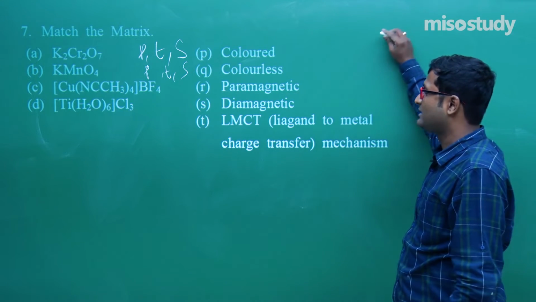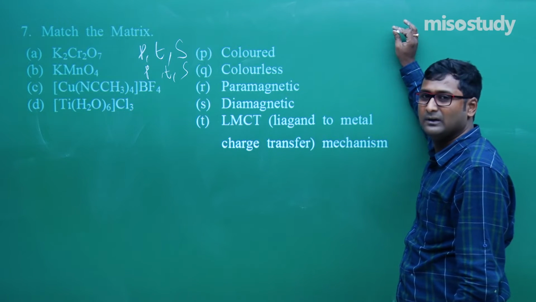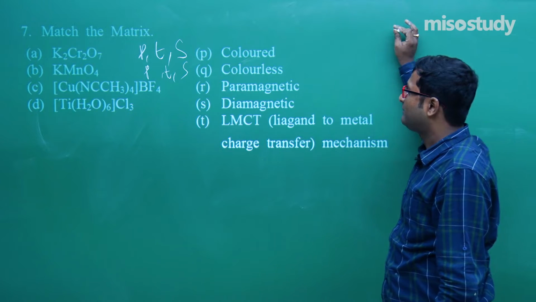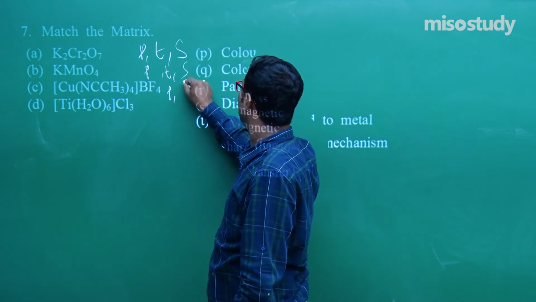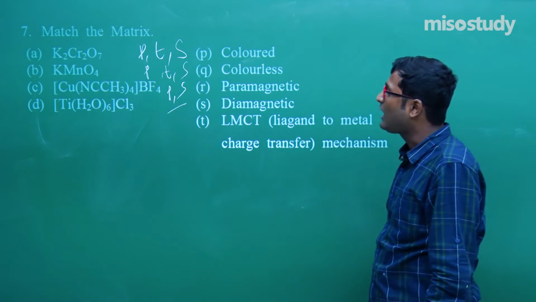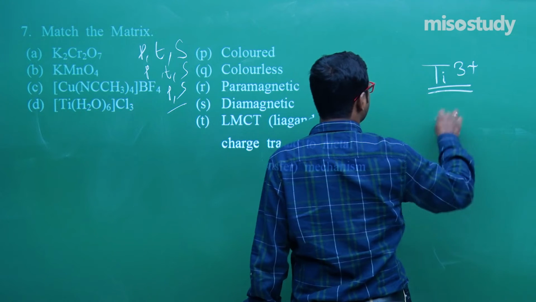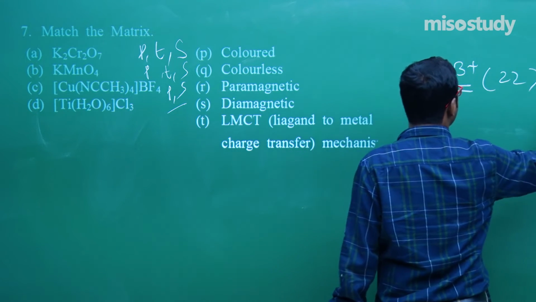Now I am leaving these things for you. Think on it. What will happen? That is P and S, colored and diamagnetic. Now for Ti, as I told you, Ti is in a +3 oxidation state, atomic number 22.